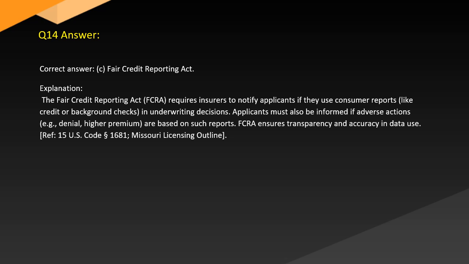Answer. Correct answer C. Fair Credit Reporting Act. Explanation. The Fair Credit Reporting Act (FCRA) requires insurers to notify applicants if they use consumer reports like credit or background checks in underwriting decisions. Applicants must also be informed if adverse actions, e.g., denial or higher premium, are based on such reports. FCRA ensures transparency and accuracy in data use. Ref. 15 U.S. Code § 1681, a Missouri licensing outline.